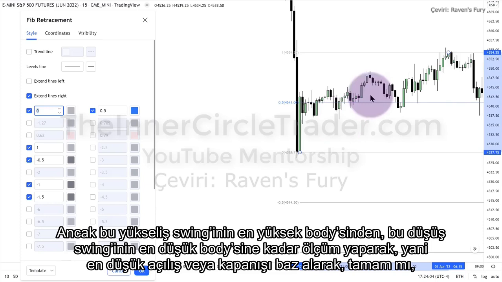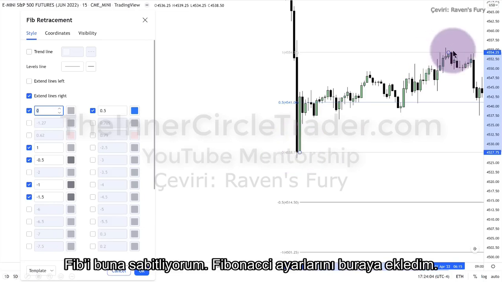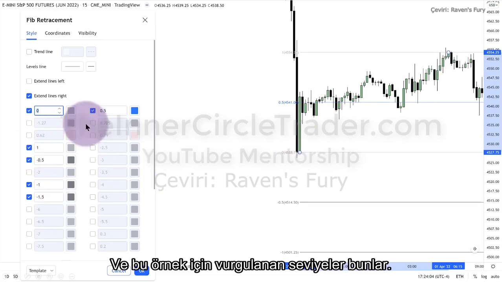But by having a measurement from the highest body in this swing up and this swing low, the lowest body, that means the lowest open or closed, okay? I'm anchoring the fib on that. The settings on the Fibonacci I've included here, and these are the ones that are highlighted for this illustration.